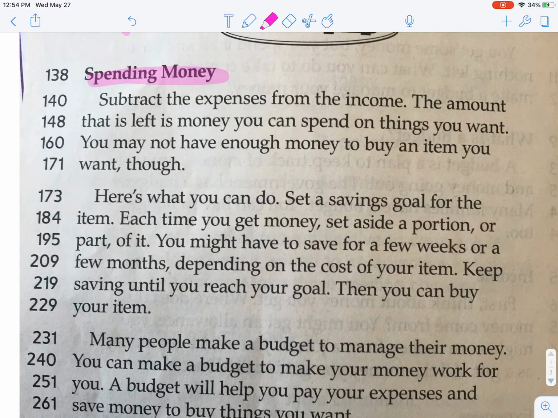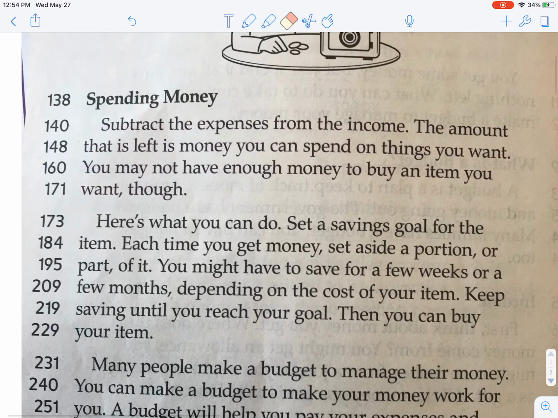Spending money. Subtract the expenses from the income. The amount that is left is money you can spend on things you want. You may not have enough money to buy an item you want, though.